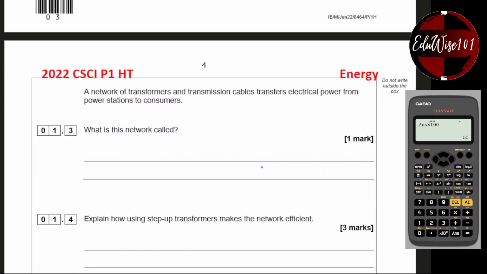Question 1.3. A network of transformers and transmission cables transfer electrical power from power stations to consumers. What is this network called? That would be the national grid.